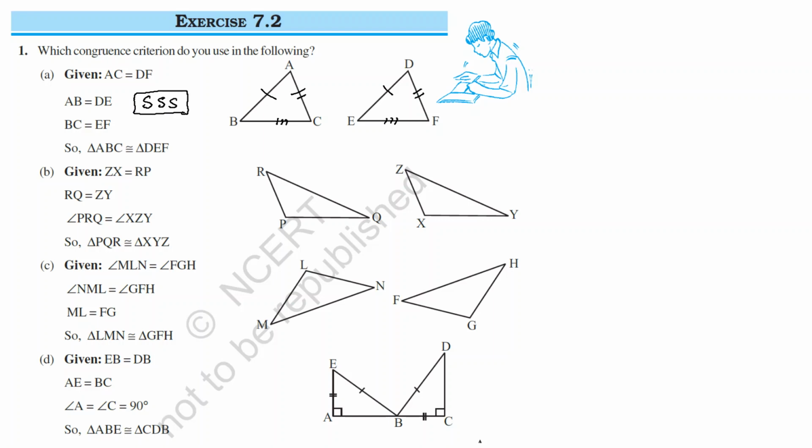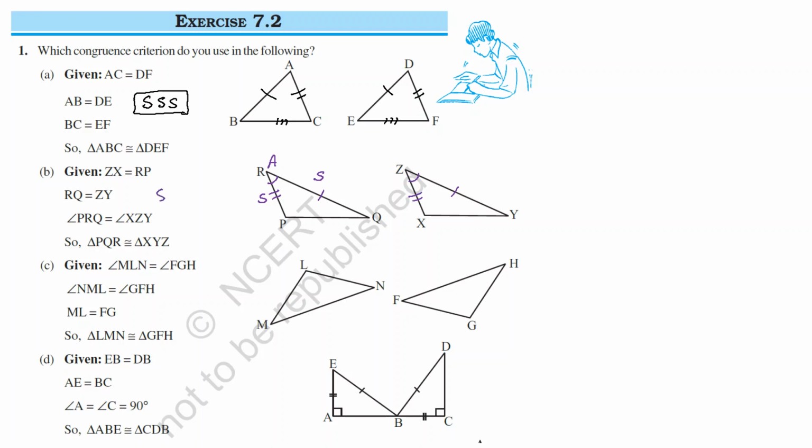Moving on to B part, it says ZX is equal to RP. Then it says RQ is equal to ZY, which means this RQ is equal to ZY, and then angle PRQ is equal to angle ZXY. So over here you have one side, then an angle, and then a side, which are correspondingly equal to the sides and angles of the other triangle. So we have the sequence: first side, then angle, and then side.